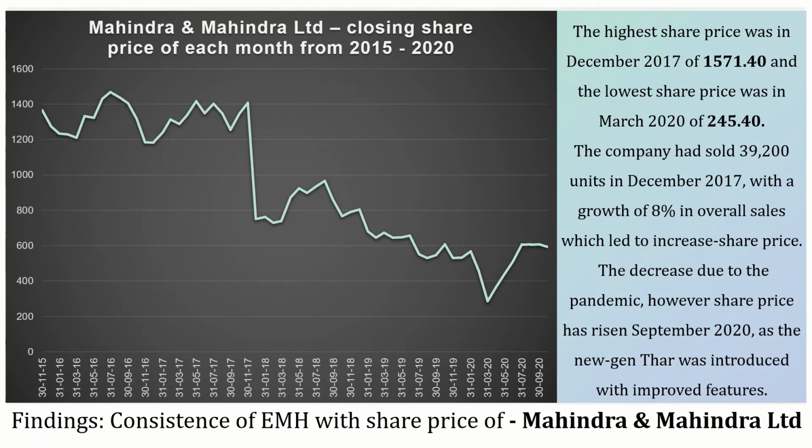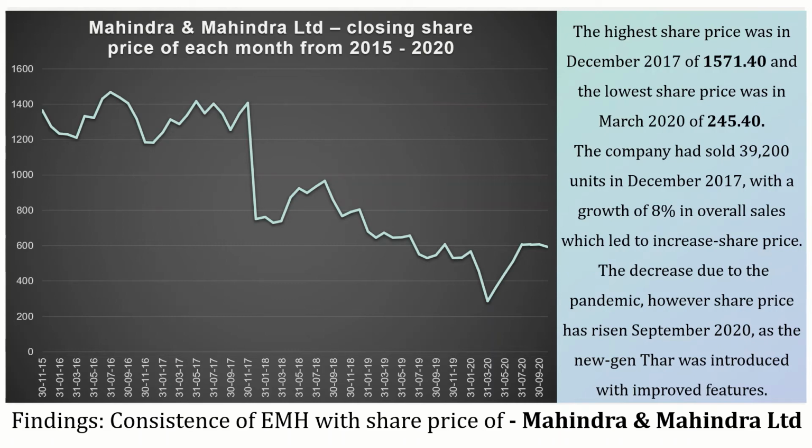The increment in sales during December 2017 has resulted in a sudden increase in the share price. The company had sold 39,200 units in December 2017, with a growth of 8% in overall sales, which led to increasing the share price of the company in the market. The decrement in sales during March 2020 has resulted in a sudden decrease in the share price. The reason for such a decrease in sales is the subsequent lockdown, which made the entire automobile industry dull by decreasing the share price. But the share price gradually enhanced by September as the company announced the introduction of the new Thar with improved features.